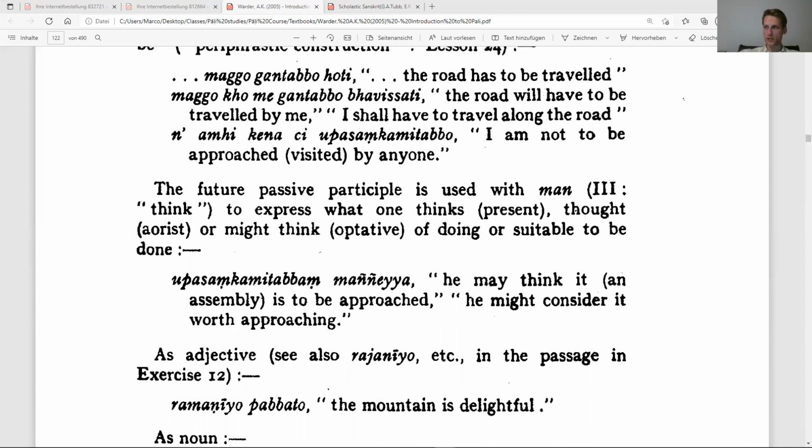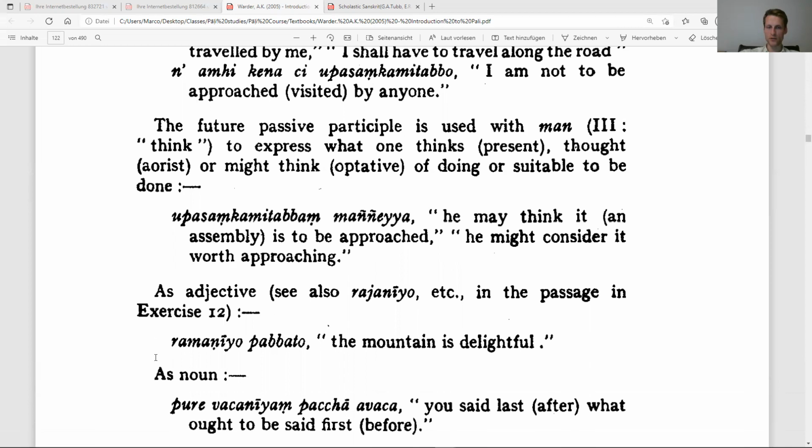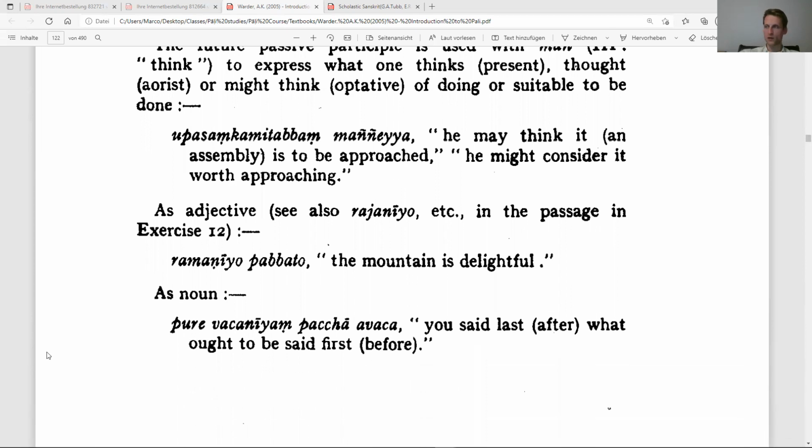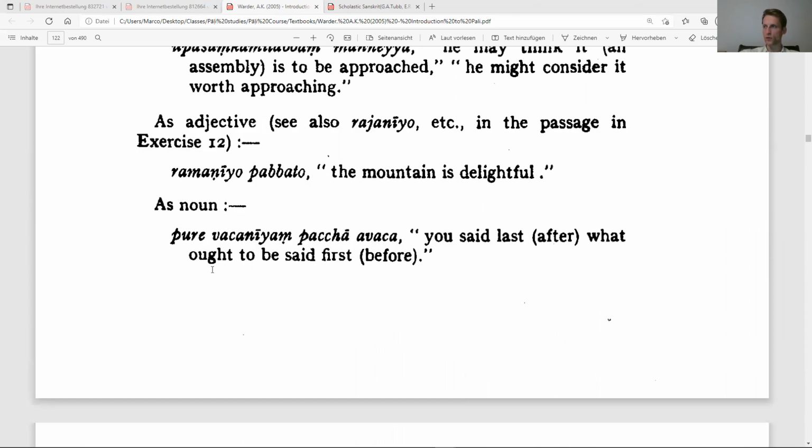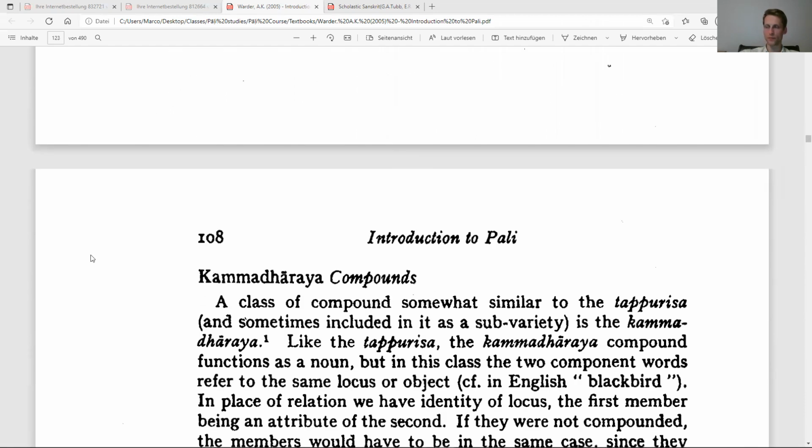And it can also be used as an adjective. For example, ramaniyo pabbato, the mountain, pabbato, is delightful, ramaniyo. Even as a noun: pure vacaniyam pacchā avaca, you said, avaca, last, you said last, pacchā, what ought to be said, vacaniyam, first, pure. So far concerning the future passive participle.